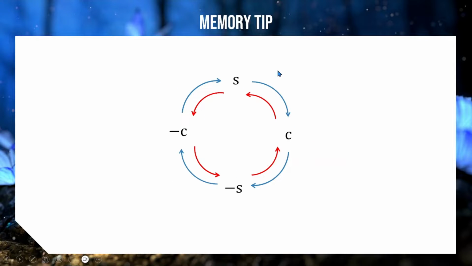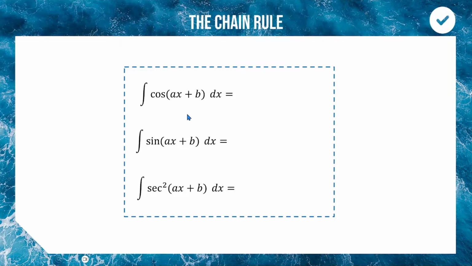Drawing this diagram in your exam booklet can help you save some time thinking about, oh, does sine go that way? Does cos go that way? Here's your cheat sheet, basically. So write it down. Okay, what happens when you have cos, sine, or sec squared of an angle with a constant inside, like a, for example?